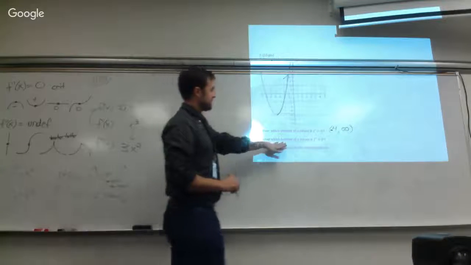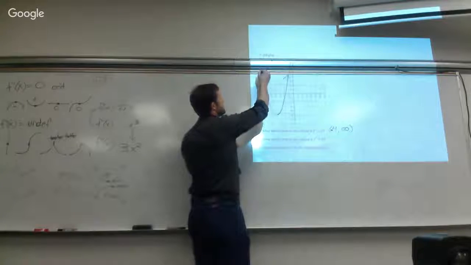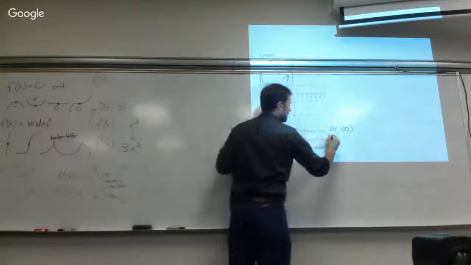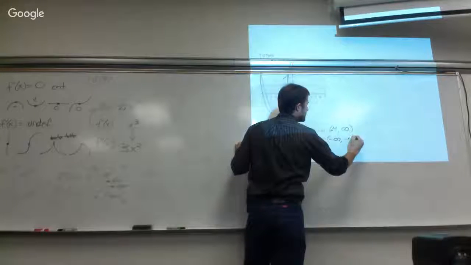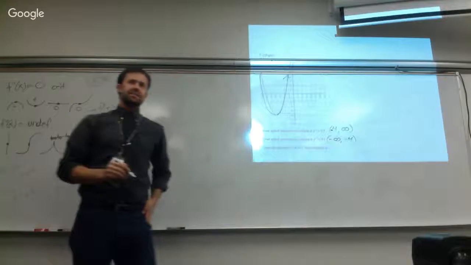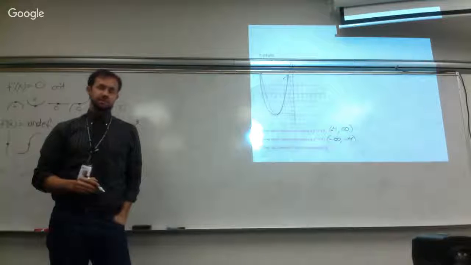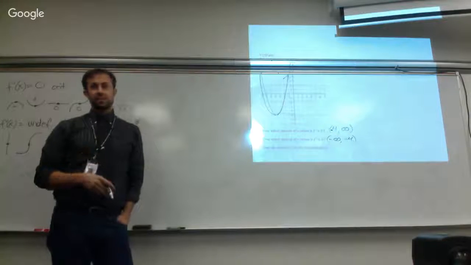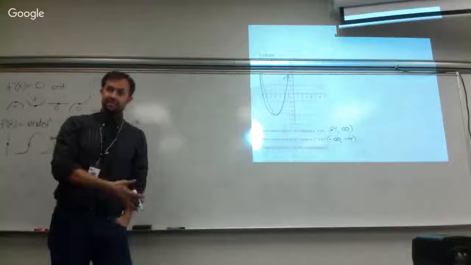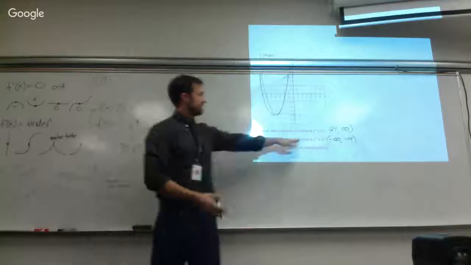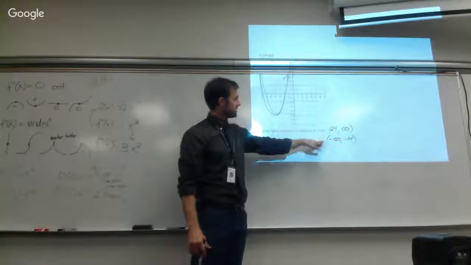Over which interval is the derivative negative? Well, that's everywhere over here. Folks, should I be using a bracket on the -4? No, because we're not including -4. What's the derivative at -4? 0. So we're asking for strictly greater than 0, strictly less than 0.